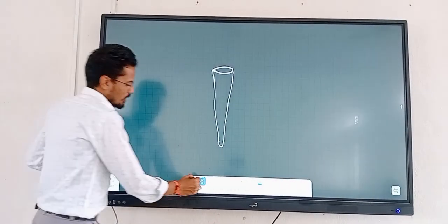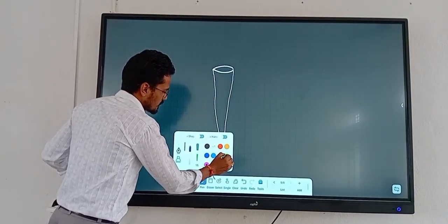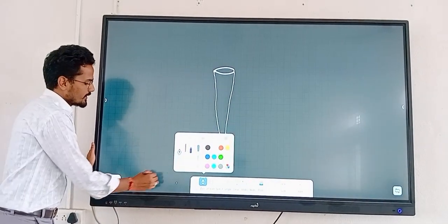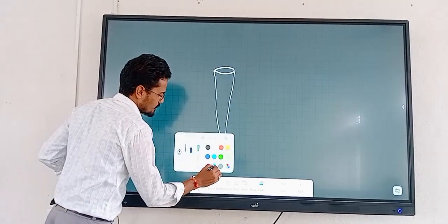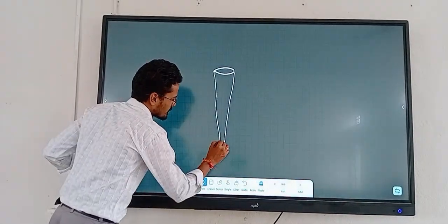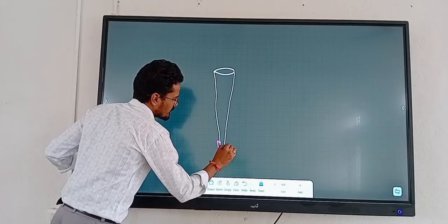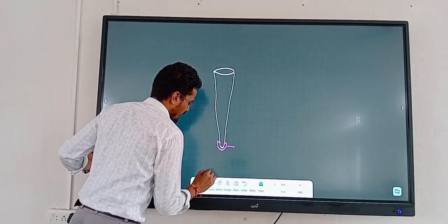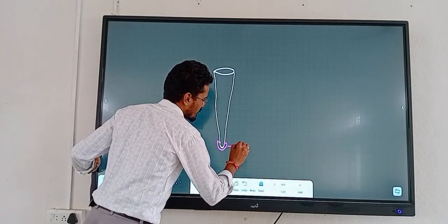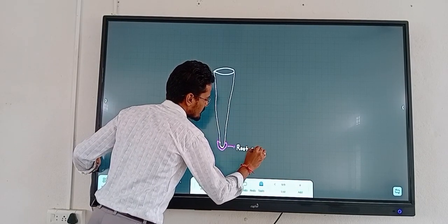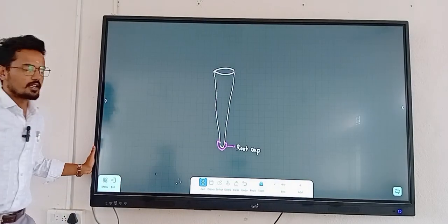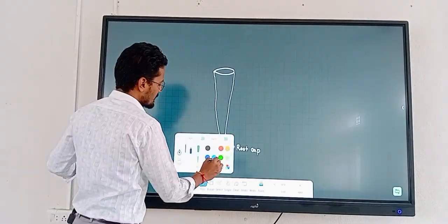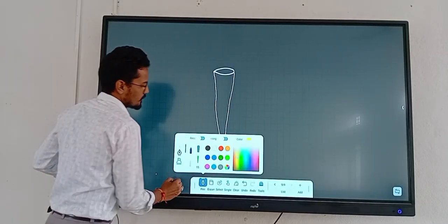When we see the tip of the root, there is one cap-like structure. This is called the root cap. The root cap is thimble-like in structure.